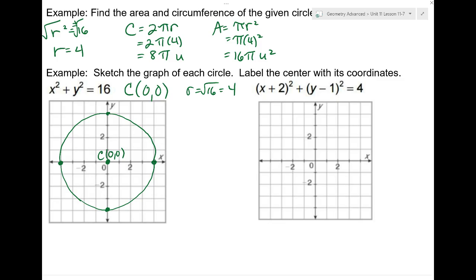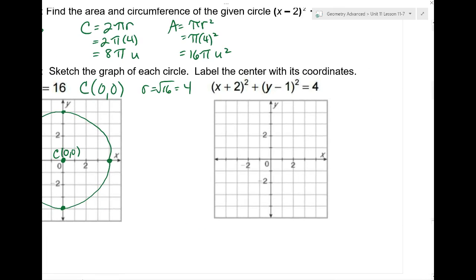What would I do? Garrett, help me out. What would I have to pull out for that, for the last example? What's my center? Perfect. -2, 1. All right. Lauren, what's my radius on this one? Perfect. All right. So square root of 4, it's going to be 2.